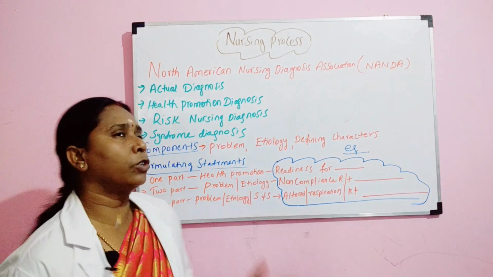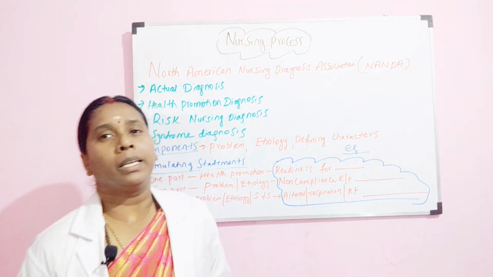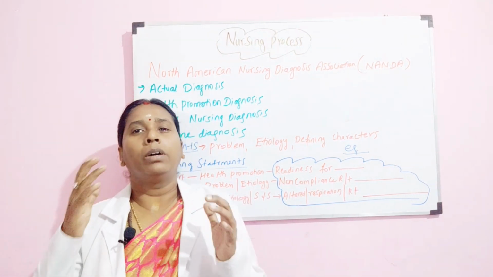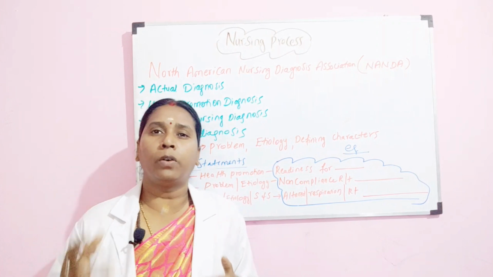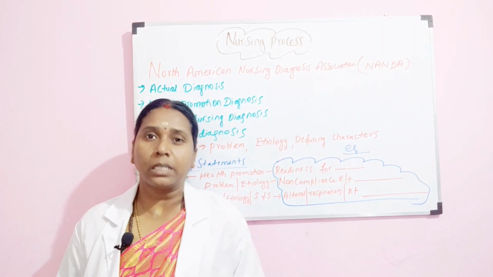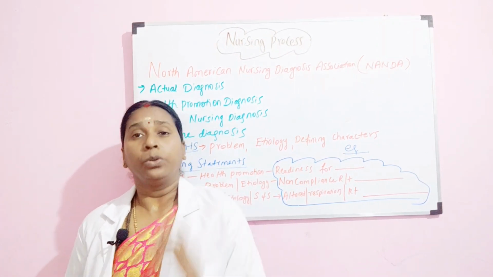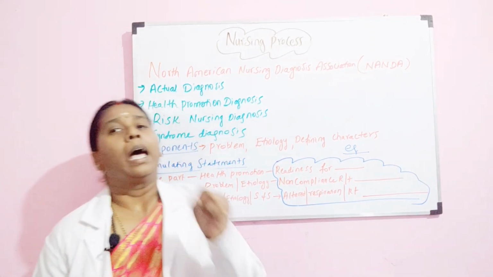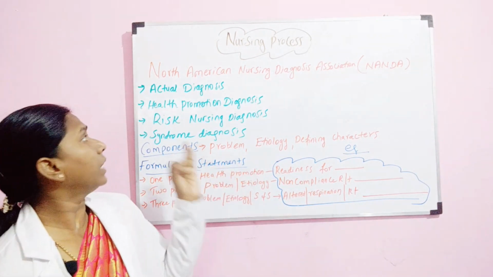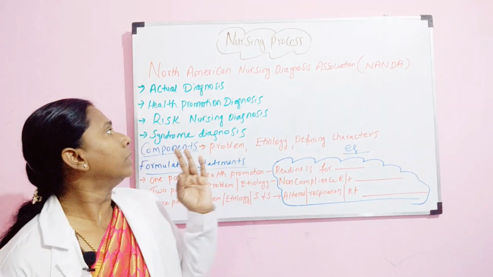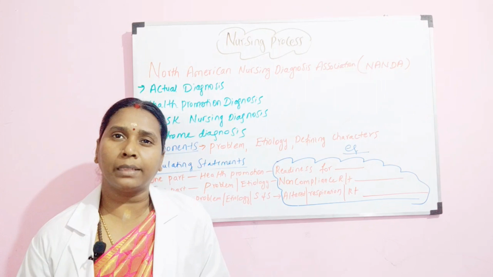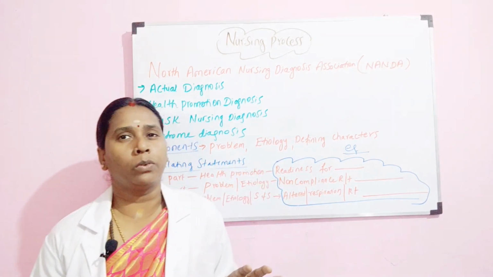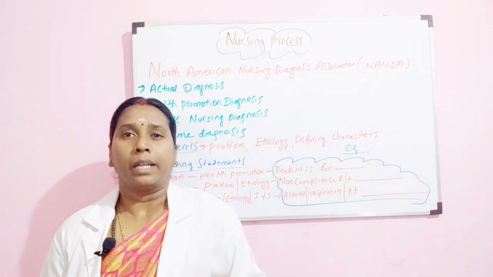Then we have syndrome diagnosis. A syndrome is not only a particular condition; you have a group of diseases or a group of complaints. At that time it is called syndrome diagnosis. So usually your NANDA diagnosis is classified into 4 areas: the actual diagnosis, the health promotion diagnosis, the risk nursing diagnosis, and the syndrome diagnosis. So we have 4 areas of diagnosis in the NANDA diagnosis.